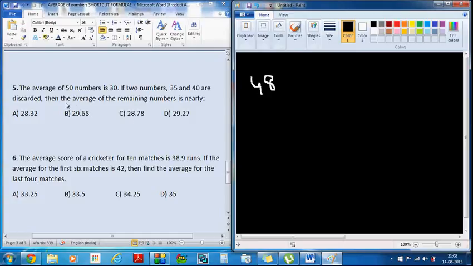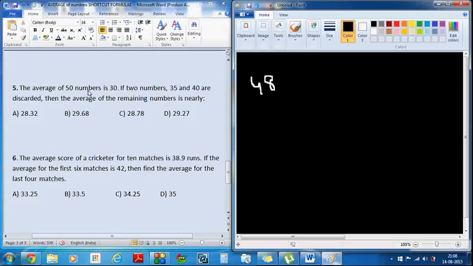Then we'll find the average of the remaining numbers. So what will be the average? The average formula is sum of values divided by number of values. The number of values, meaning remaining numbers, is 48, and we'll calculate the sum of values. How do we calculate the sum of values? From this: the average of 50 numbers is 30.